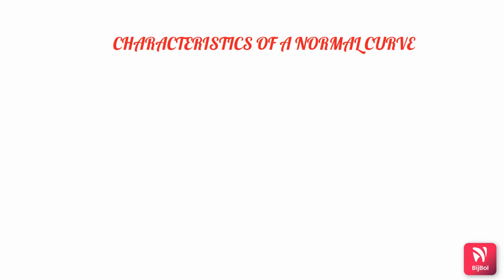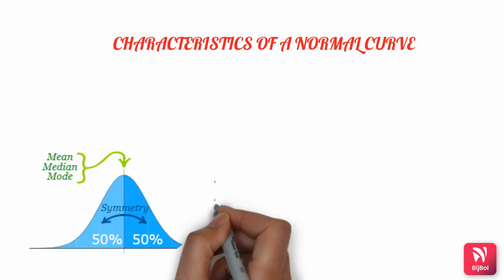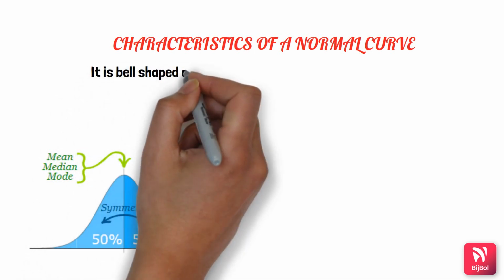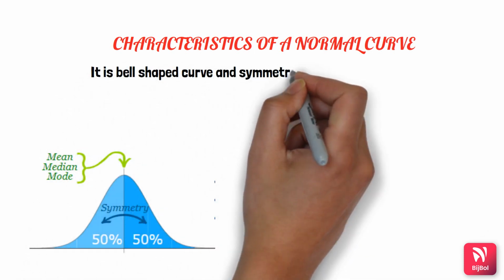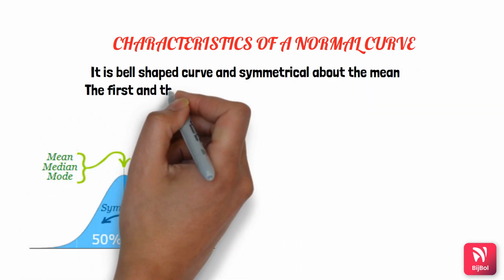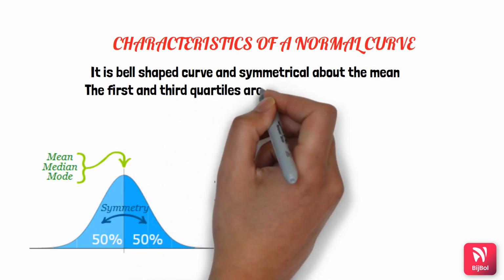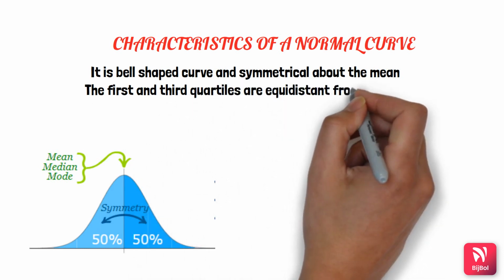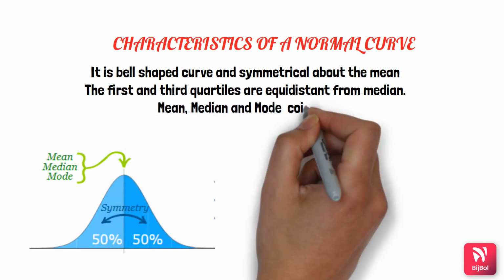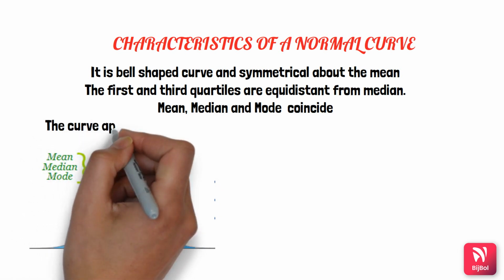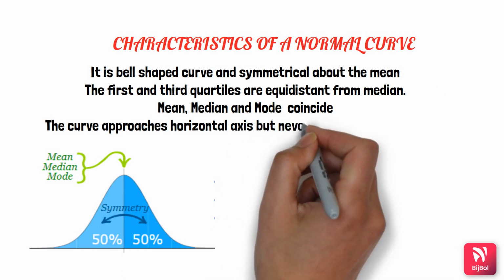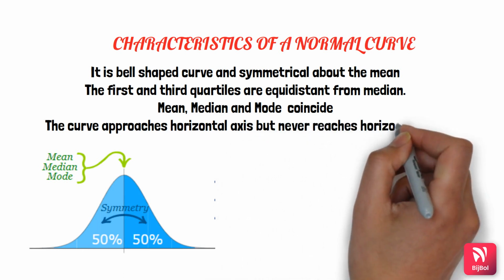Now let us see the characteristics of a normal curve. This normal curve is unimodal, that means you have a single peak, and it is symmetric, that means it can be cut into equal halves. Not only that, the first and third quartiles are equidistant from the median, and one important thing that must be noticed is that the mean, median and mode coincide, and the curve approaches the horizontal axis but never reaches it.